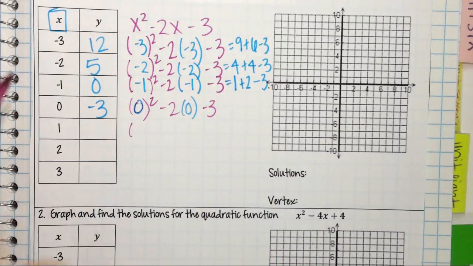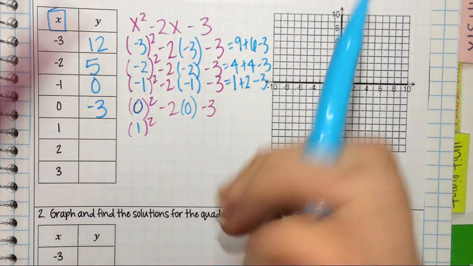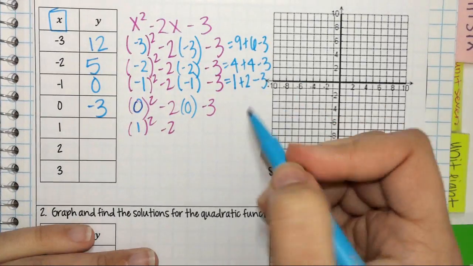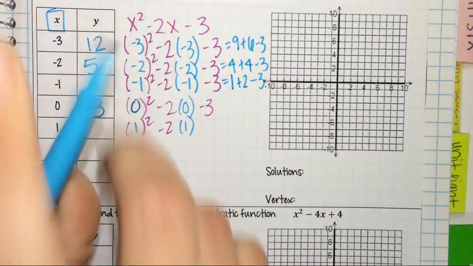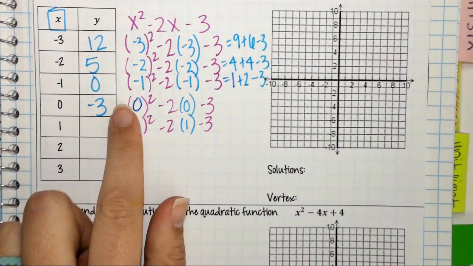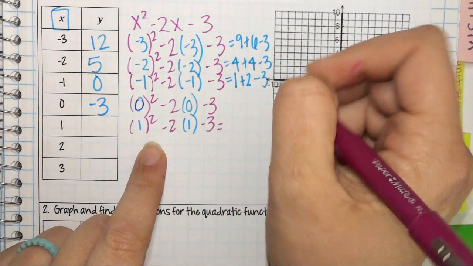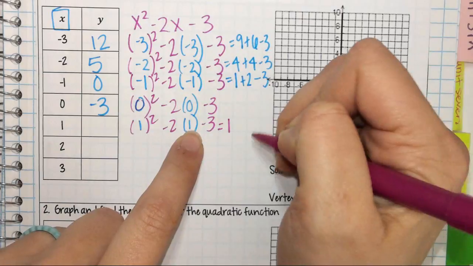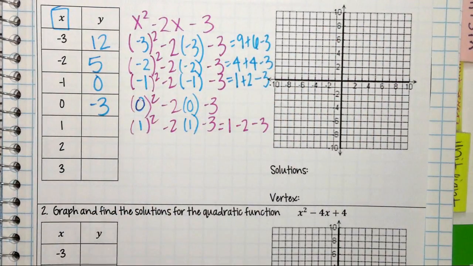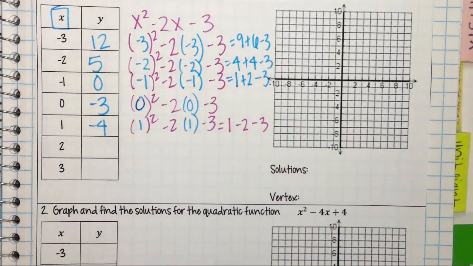All right, let's plug in 1 super fast because I got to go to my meeting. All right, what is 1 squared? No, guys, you're pre-AP. What's 1 squared? What's negative 2 times 1? Negative 2. All right, what's 1 minus 2? Negative 1. And what's negative 1 minus 3? Negative 4. Have we started repeating yet?